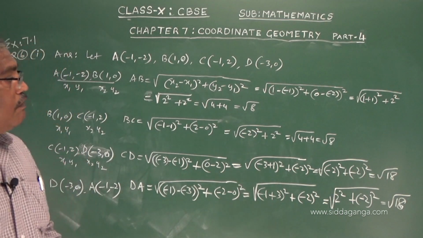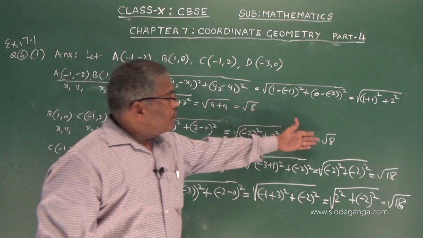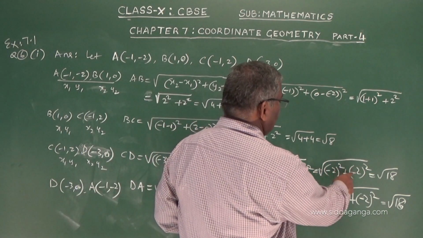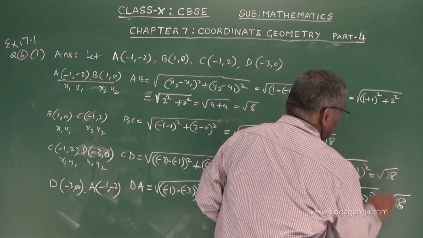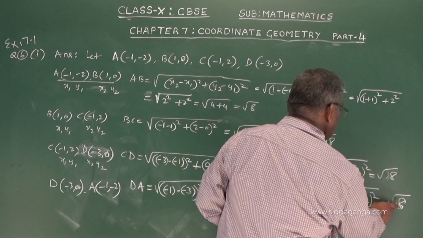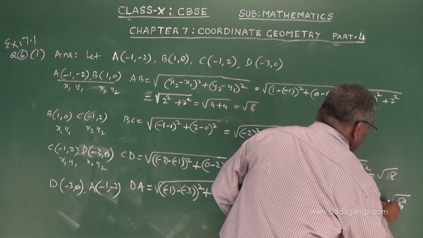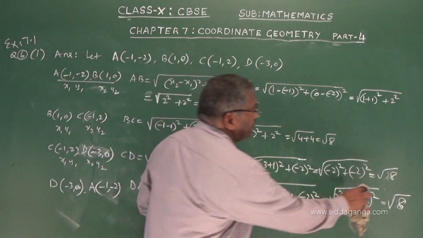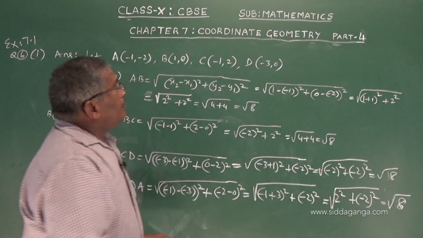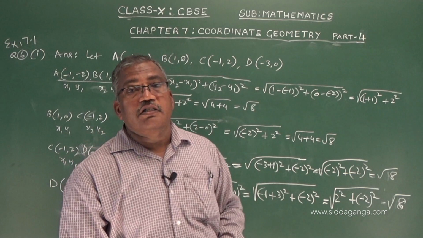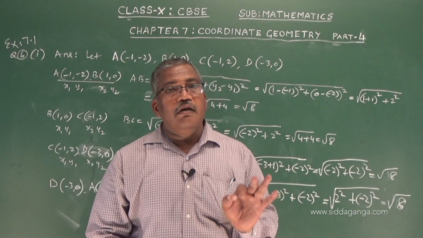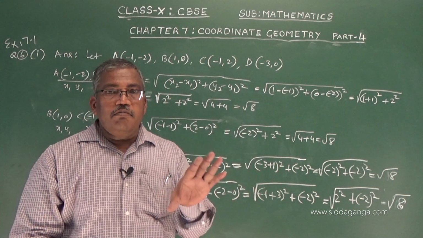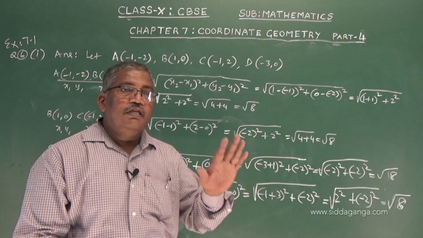Now one thing is very clear, all four sides are equal. Sorry, 2 square is 4, 4 plus 4 is 8, so root 8, and this is root 8. I am extremely sorry, root 8 and root 8. So all four sides are equal to root 8. From this we come to one understanding: either it must be a rhombus or a square, because when all four sides are equal it is a rhombus, or if not it is a square.